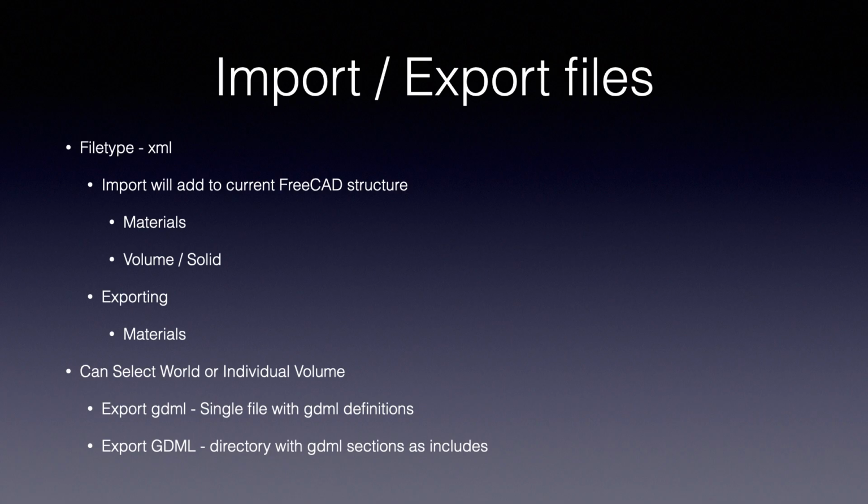I'd just like to say a couple of things about import and export. If you import an XML file, then its definitions are added to the current design. You can do this for materials, or a combination of a volume and a solid. You can also export XML. So for example, if you select the materials group, then File, Export, and XML as a file type, then it will create an XML file with just those materials in it. You can then use that file within a different design.